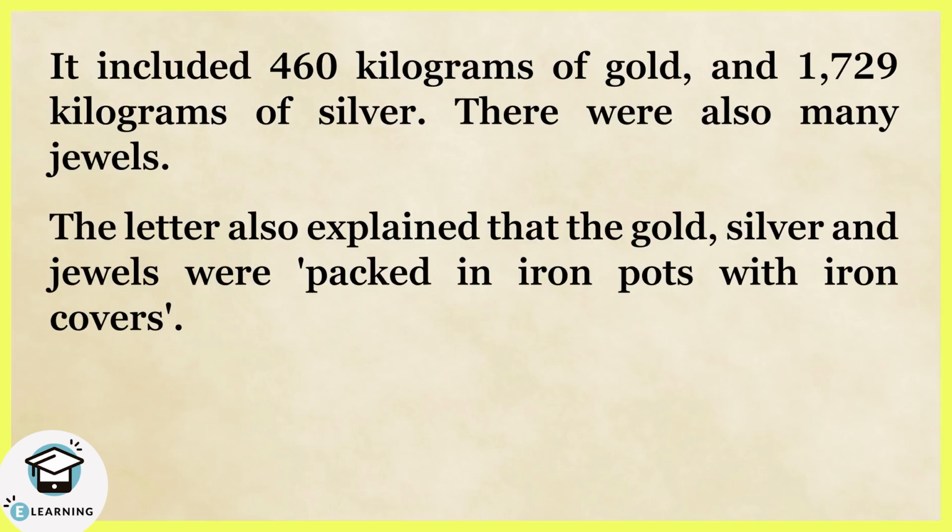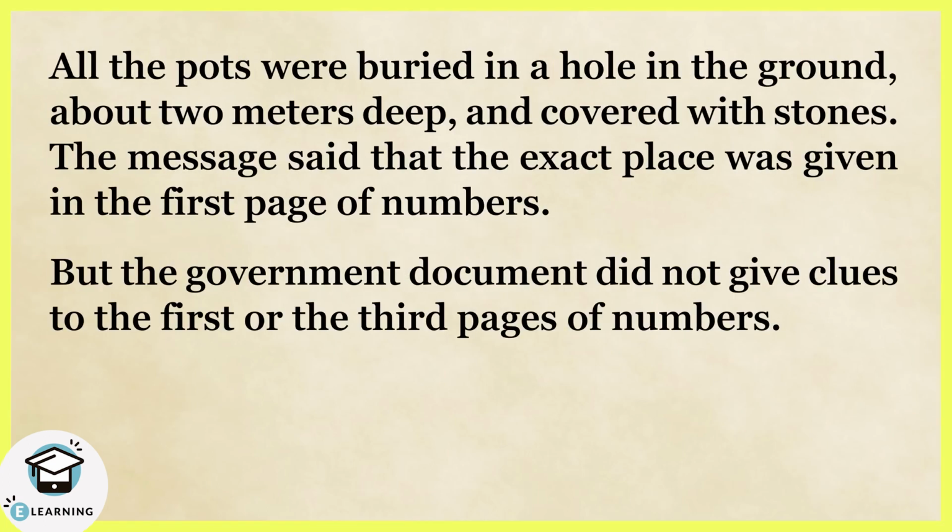It included 460 kilograms of gold and 1,729 kilograms of silver. There were also many jewels. The letter also explained that the gold, silver, and jewels were packed in iron pots with iron covers. All the pots were buried in a hole in the ground, about 2 meters deep, and covered with stones. The message said that the exact place was given in the first page of numbers.